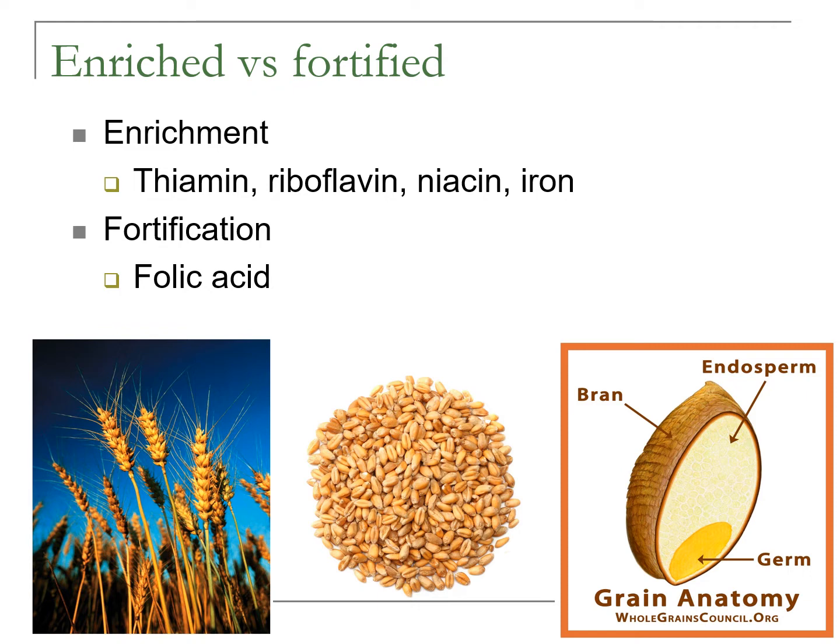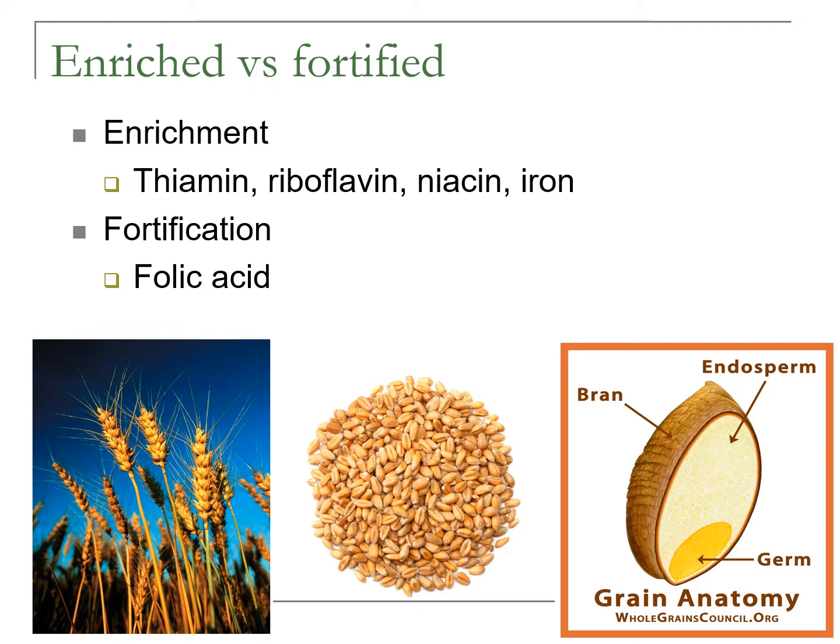Grain products in the United States are enriched with these 4 micronutrients: thiamine, riboflavin, and niacin. All 3 of those are B vitamins, and then the mineral iron. So enriched white flour still just contains the endosperm, but the flour has been enriched with these 4 nutrients. In the enrichment process, it contains the same amount of nutrients that was lost in the milling process. The same amount is added back in.